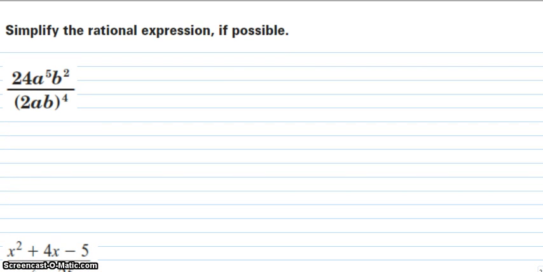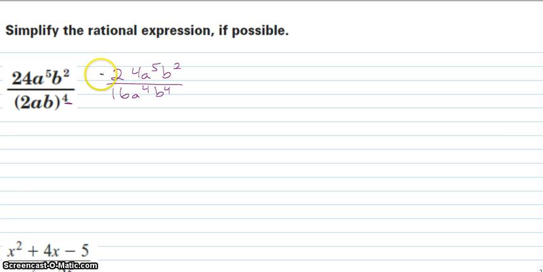So occasionally we'll just have to simplify. There's no actual operations going on. However, I do have an exponent, so I want to make sure I distribute that to my product. So in my numerator, I've got 24, a to the 5th, b to the 2nd, over 2 to the 4th, 2 times 2 times 2 times 2, gets us 16. I've got a to the 4th and b to the 4th.